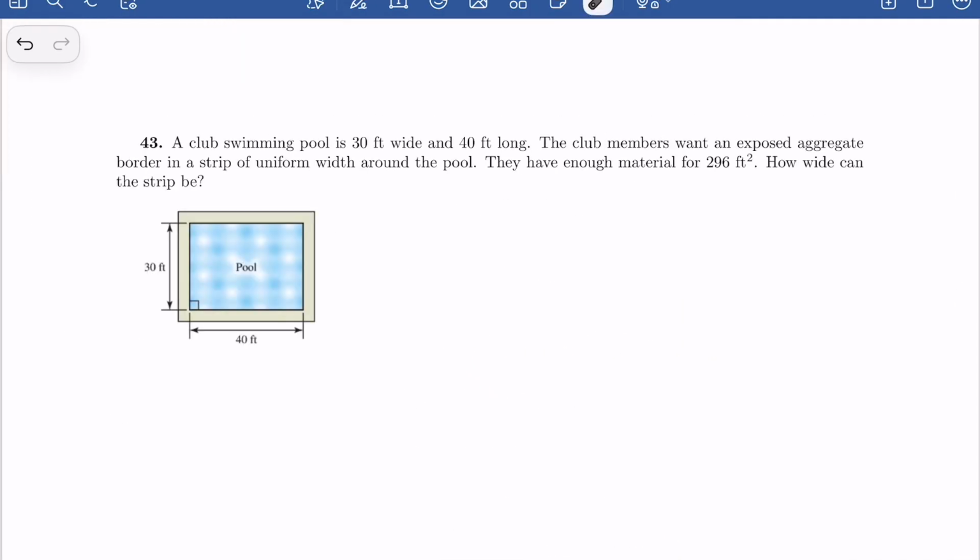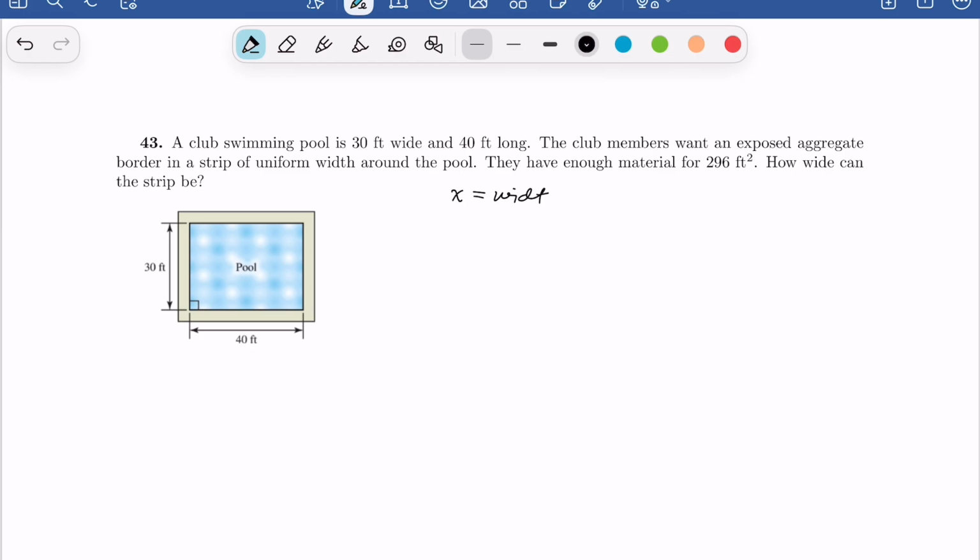All right, so this brings us to our next question here. A club swimming pool is going to be 30 feet wide and 40 feet long, so given by this here. Now, the club members want an exposed border and a strip of uniform width around the pool, so given by this. Now, they have enough material for 296 square feet, and with this information, we want to determine how wide this strip can be. So, first things first, let's label our unknown value that we're trying to find.